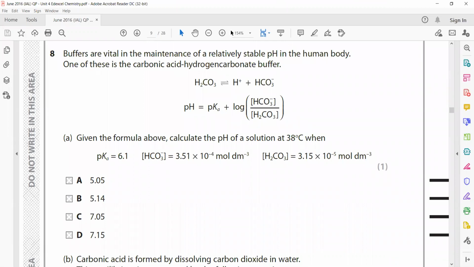Buffers are vital in maintaining relative pH stability in the human body. One of these is the carbonic acid hydrogen carbonate buffer. A buffer solution is formed when a weak acid is mixed with its salt, or a weak alkali with its salt. So what is the pH? We just have to substitute the values. This is 6.1 plus log of the concentration of HCO3- which is 3.51 x 10^-4 divided by 3.15 x 10^-5. Taking the log and adding to 6.1, the pH of this comes to 7.14, which is approximately 7.15.